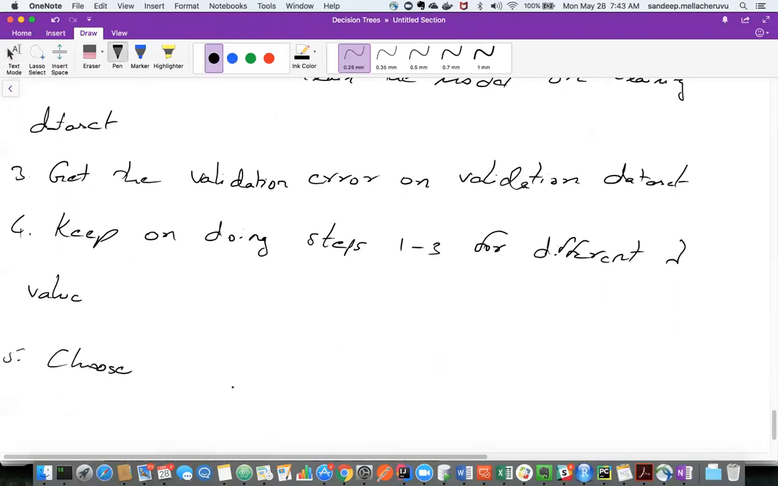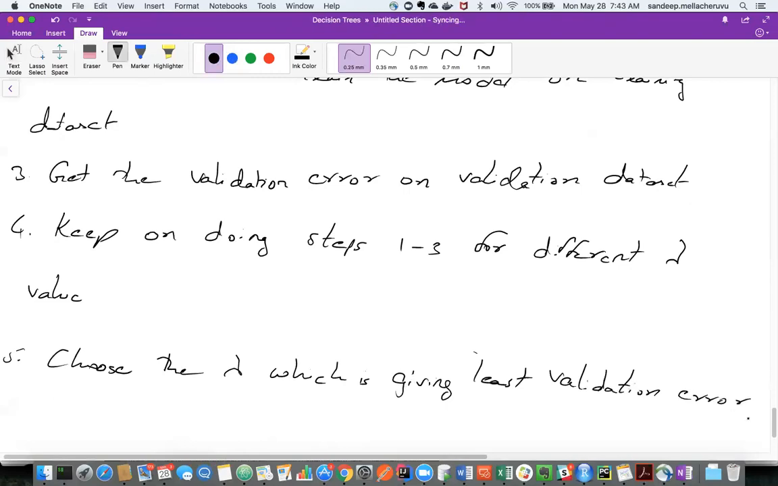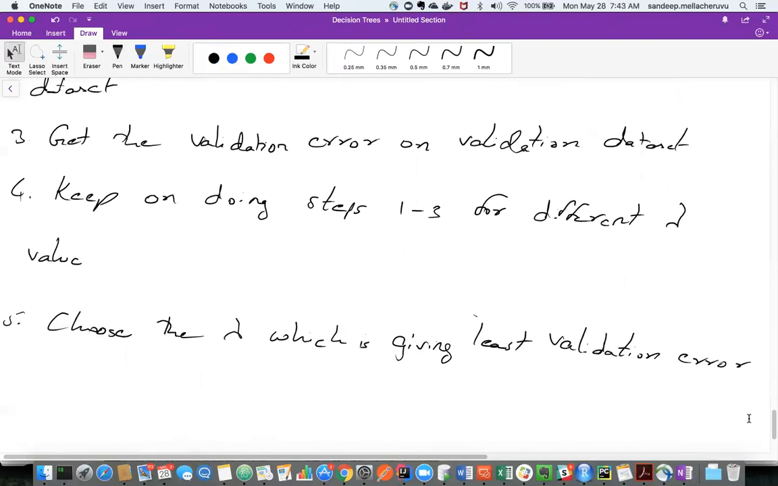Then choose which lambda? Choose the lambda which is giving the least error. Which error, train error or validation error? Always validation error. Least validation error. Are you clear, Vijay? How to choose this lambda?